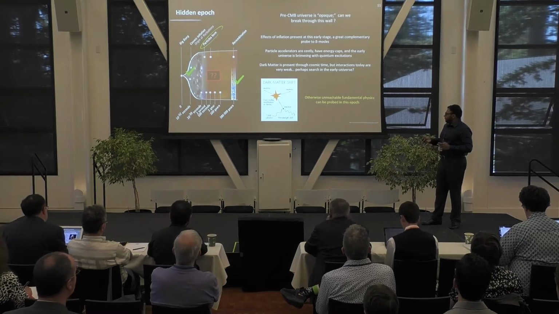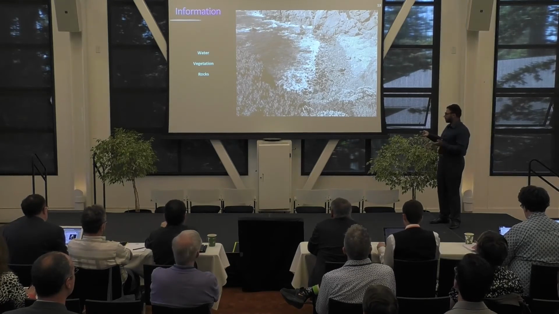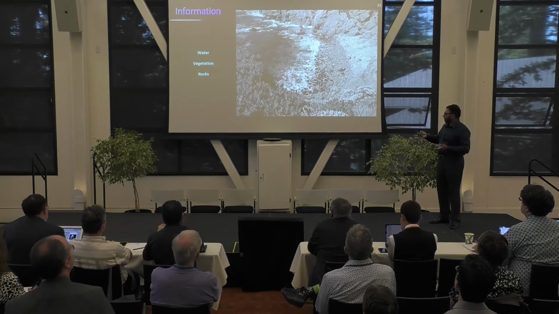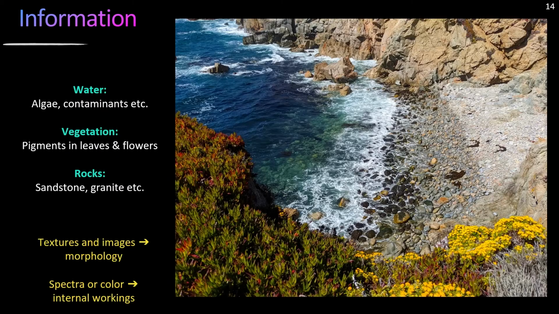So let's see what the next slide is. Yes. So this is a picture I took on a drive here. So here's a nice picture of nature, black and white. You can identify water, rocks, vegetation, fine. And that's all you can do, really. You can talk about the waves, perhaps. But once I add color, you can do a lot more, right? You can look at the water's clarity, talk about algae contamination, whatever. You can look at the pigments in the flowers, admire their beauty. You can look at the rocks and tell me what's sandstone, what's quartz.